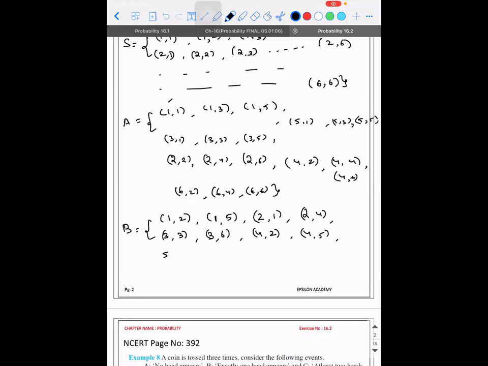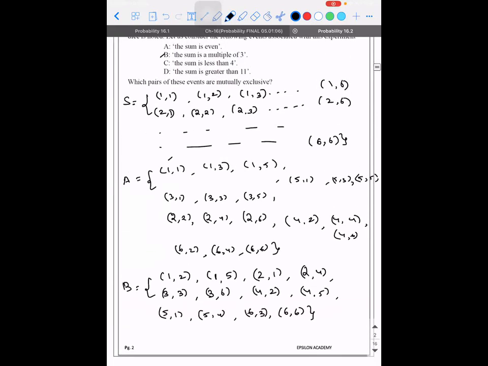With 5, what can we do? 5,1 will give you 6. 5,4 will give you a 9. Similarly, with 6: 6,3 and 6,6. We have written all the possibilities, right?